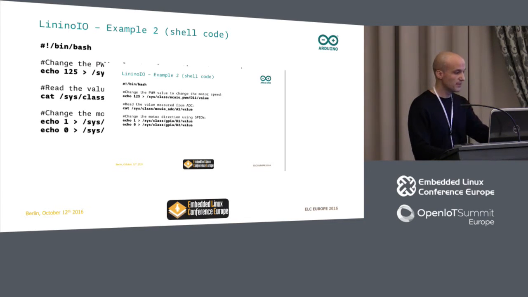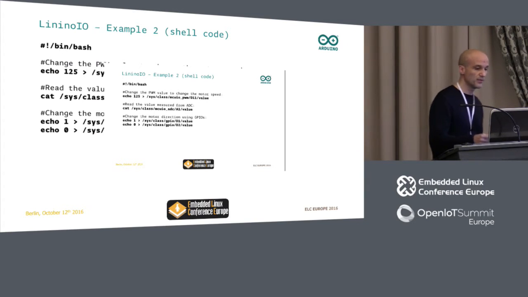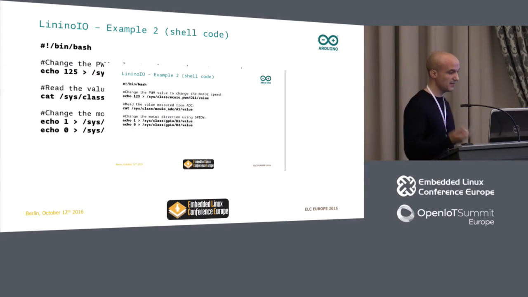We have to enable the MCU PWM device with this value, and then we are able to read the value measured from the ADC or change the motor direction using GPIOs. That's really straight and simple.